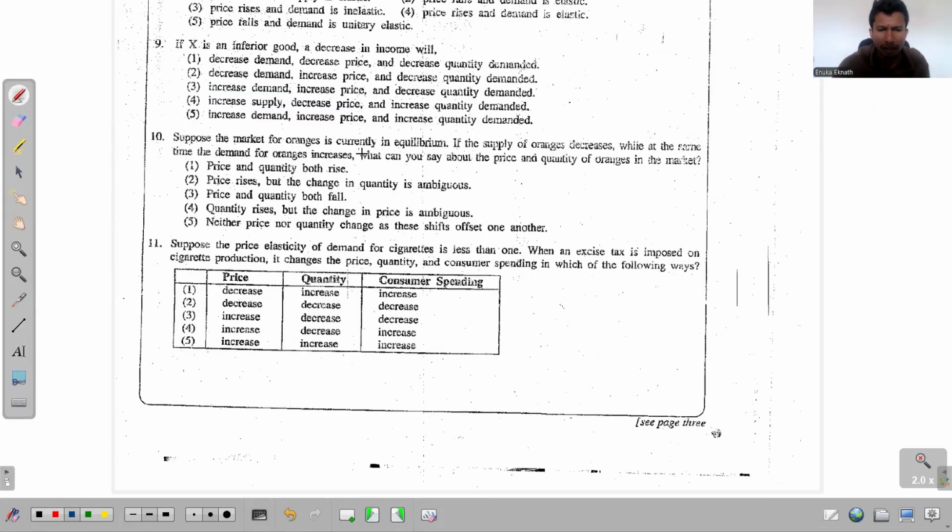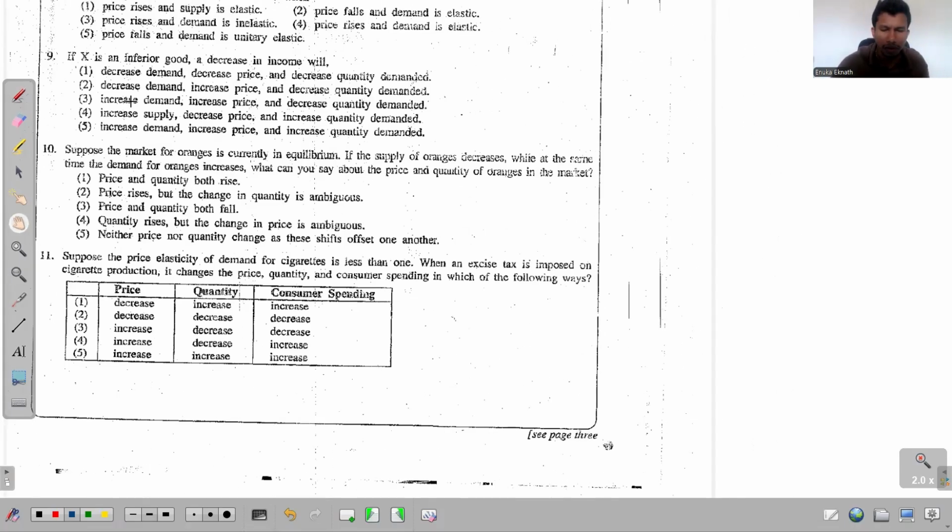Suppose the market for oranges is currently in equilibrium. If the supply of oranges decreases while at the same time the demand for oranges increases, what can you say about the price and quantity of oranges in the market? All right, so you just draw the curves and try to recognize what will be the outcome in the market. So this is our original demand curve, let's say demand 1, and this is the original supply curve, supply curve 1.